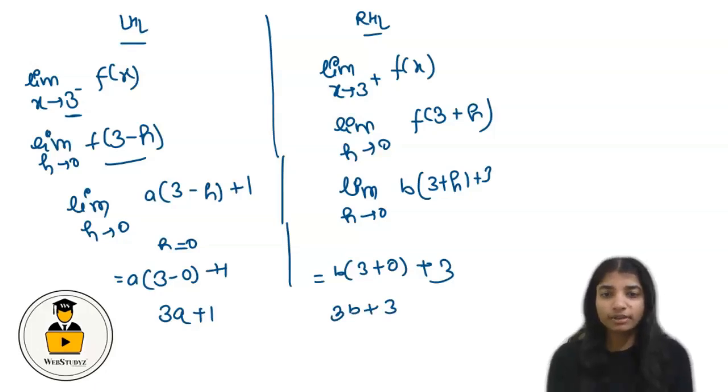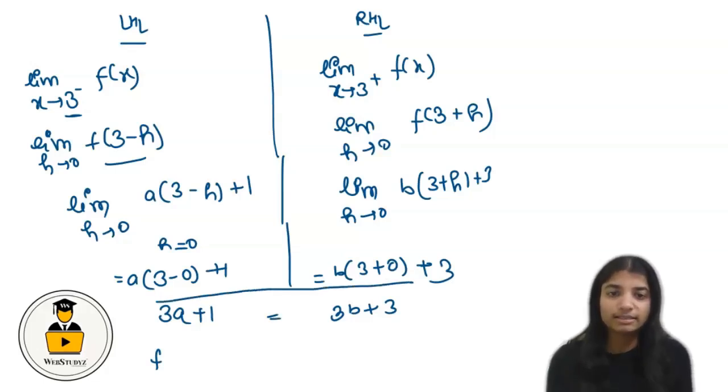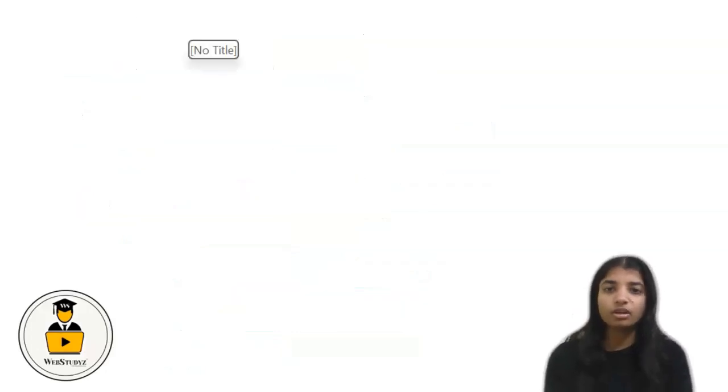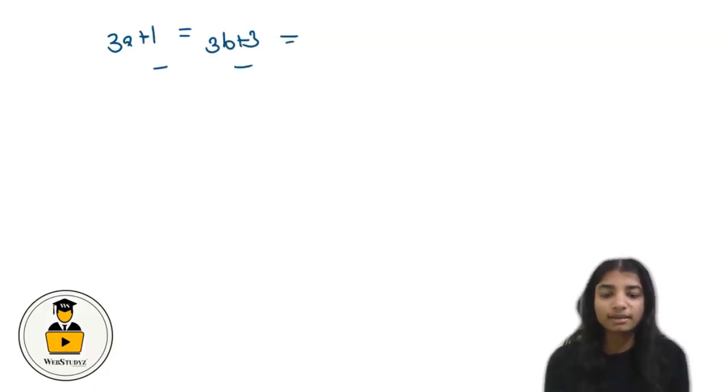Now it is given that the left hand limit is equal to the right hand limit, and also that the value of f of 3 is equal to them. The value of f of 3 is given by the function ax plus 1 when x equals 3. We are replacing x with 3, so this is equal to 3a plus 1. Now comparing all these values, 3a plus 1 equals 3b plus 3. This is the left hand limit, this is the right hand limit, and this is equal to the function value, 3a plus 1.